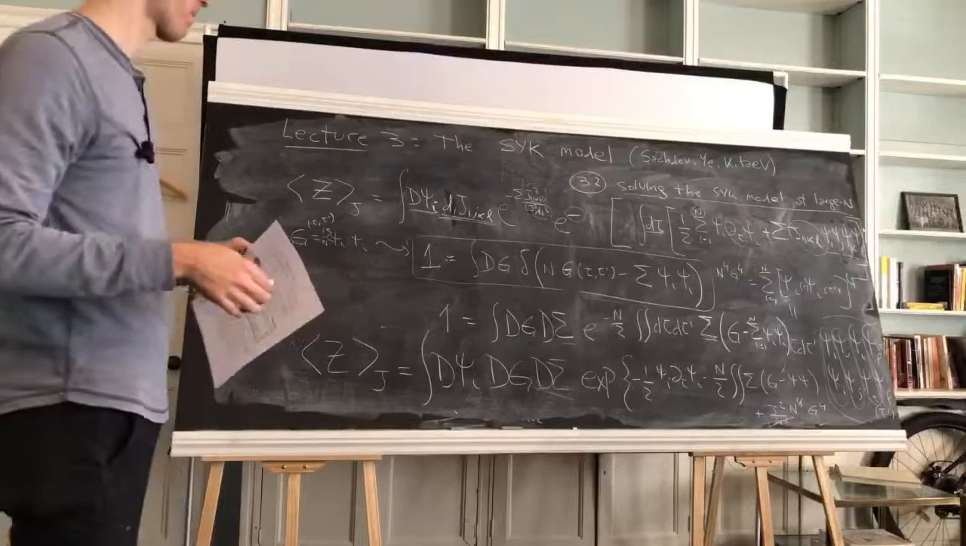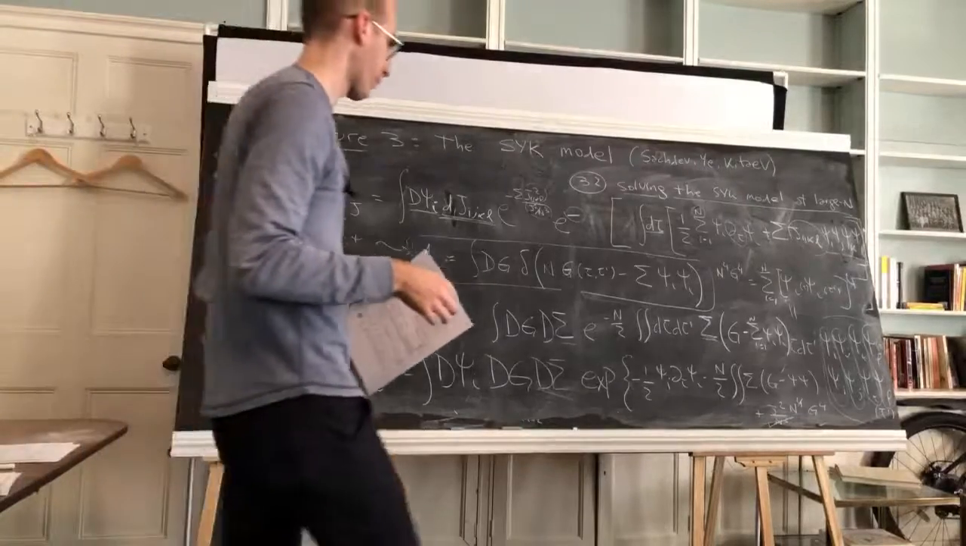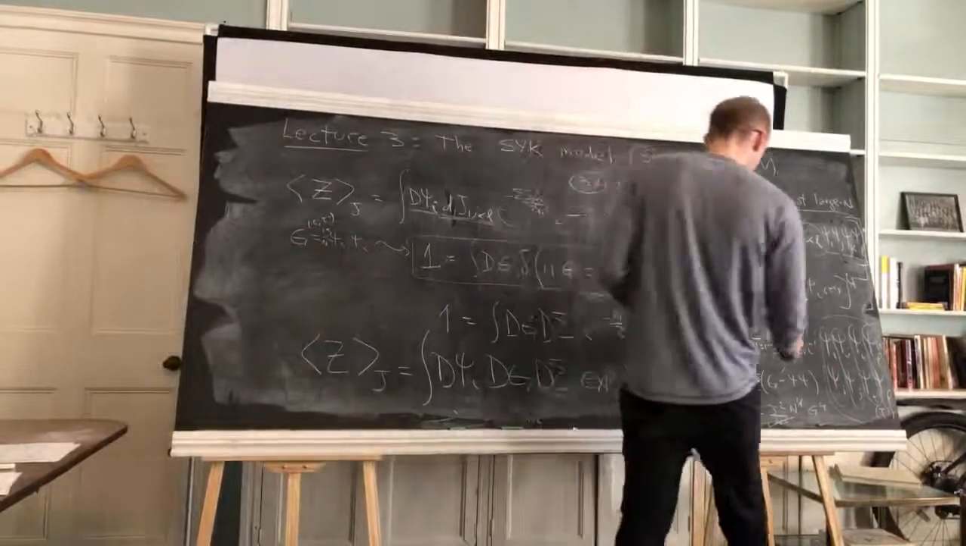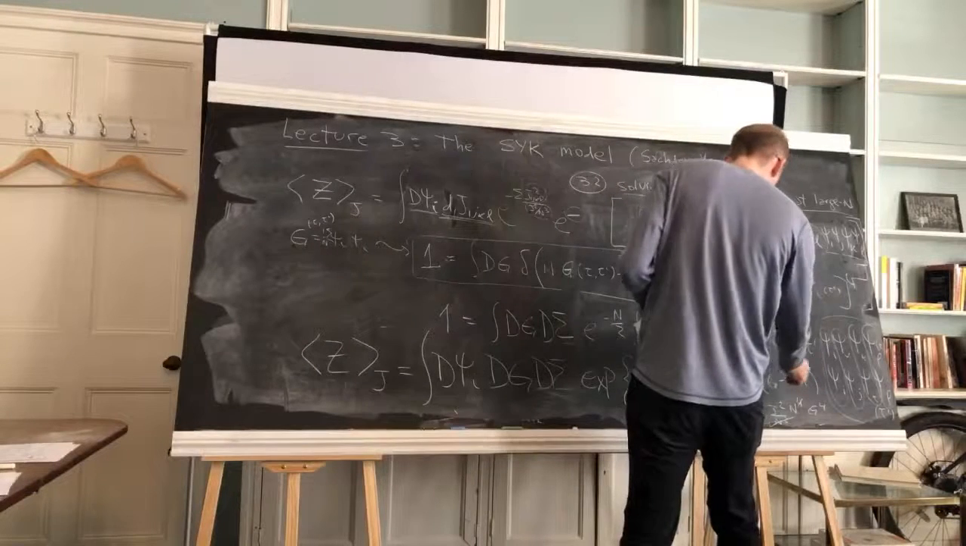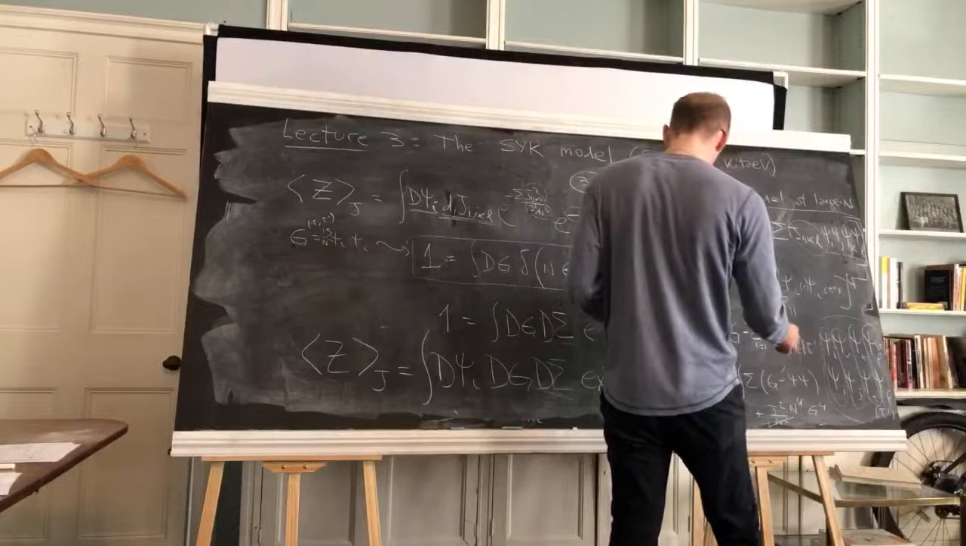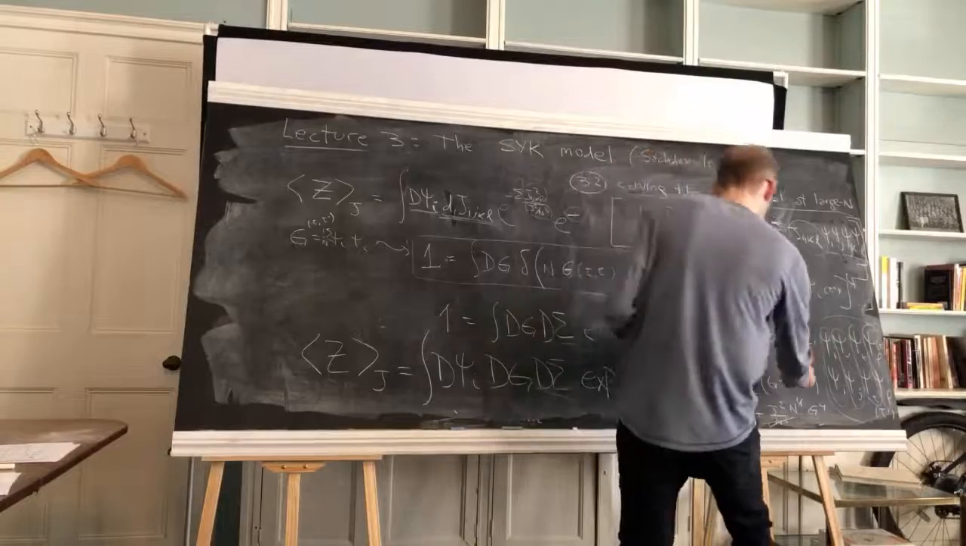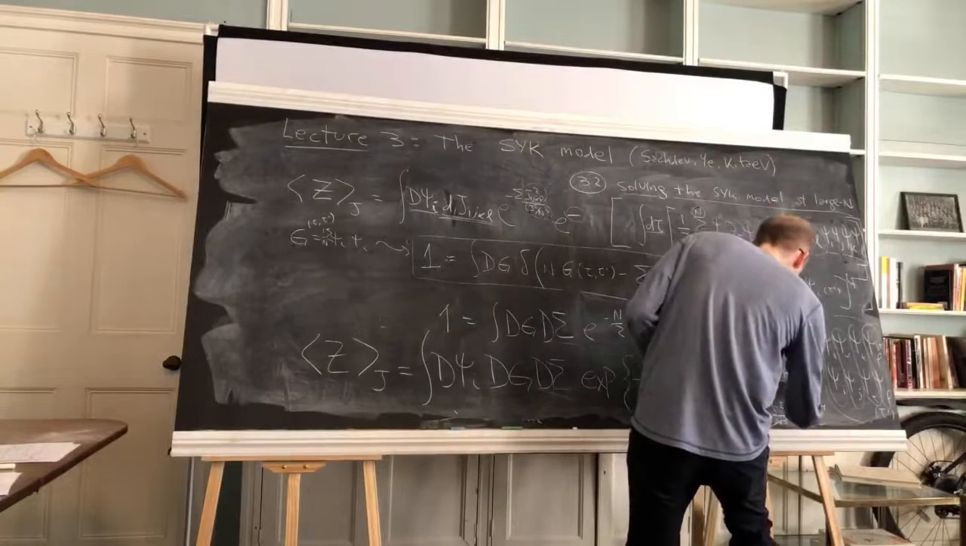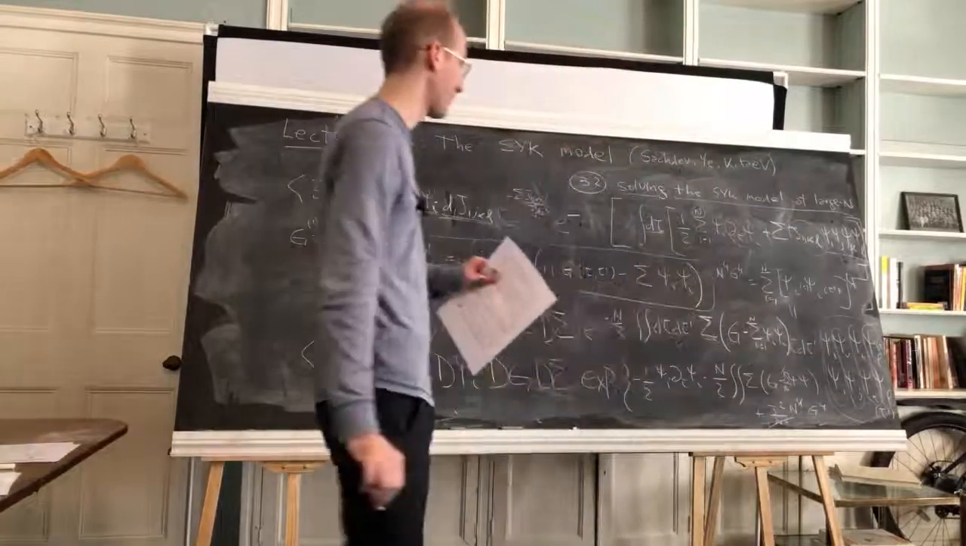Yes. Why don't you have n in the parentheses after using sigma? Here, yeah, there's an n, it's 1 over n. I was just trying not to write so much, but yes.